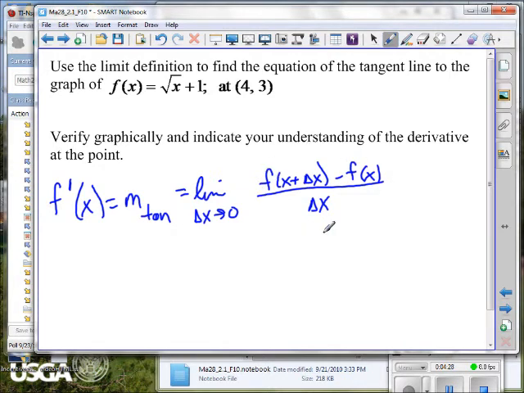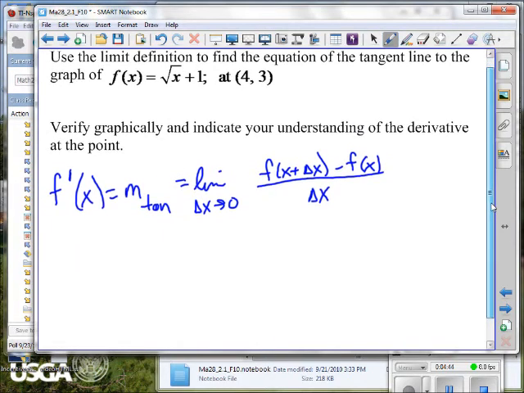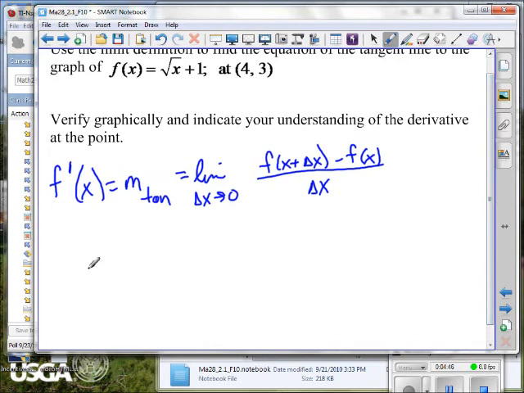This is nothing more than what? Slope. The difference in the outputs is the numerator, divided by the difference in the inputs in the denominator. So this is what we need to do, and I want you to write that down every time. If you do, I guarantee you're going to know how to do these problems on the test. Okay, so let's begin our specific problem.